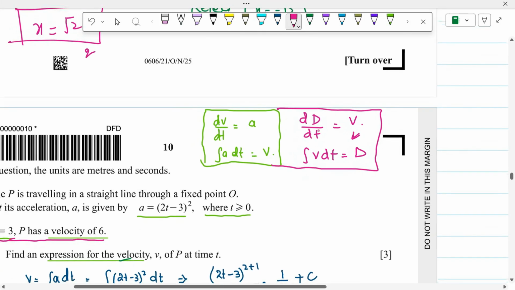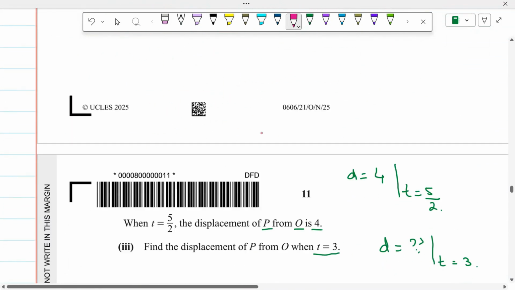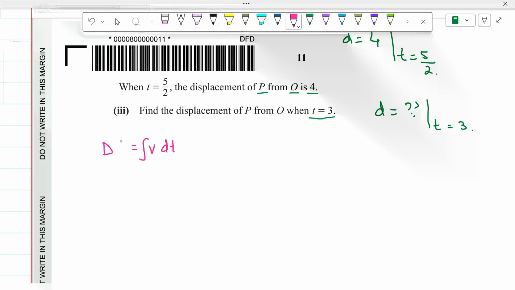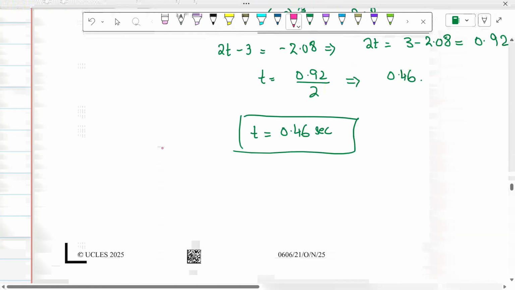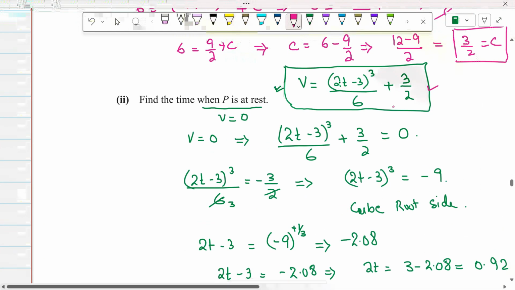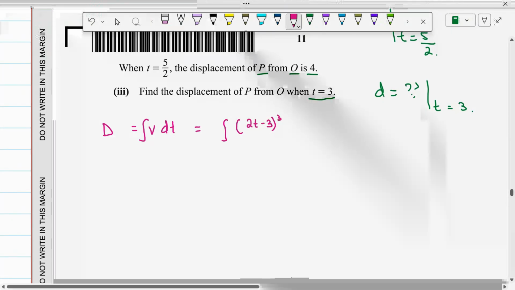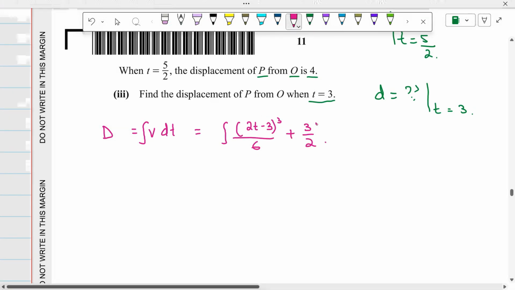To solve this part, we will use the concept that integration of velocity with respect to time is equal to displacement. The expression for the velocity is (2t minus 3) whole cube over 6 plus 3 over 2. We need to integrate this expression with respect to time so that we can find the expression for displacement.